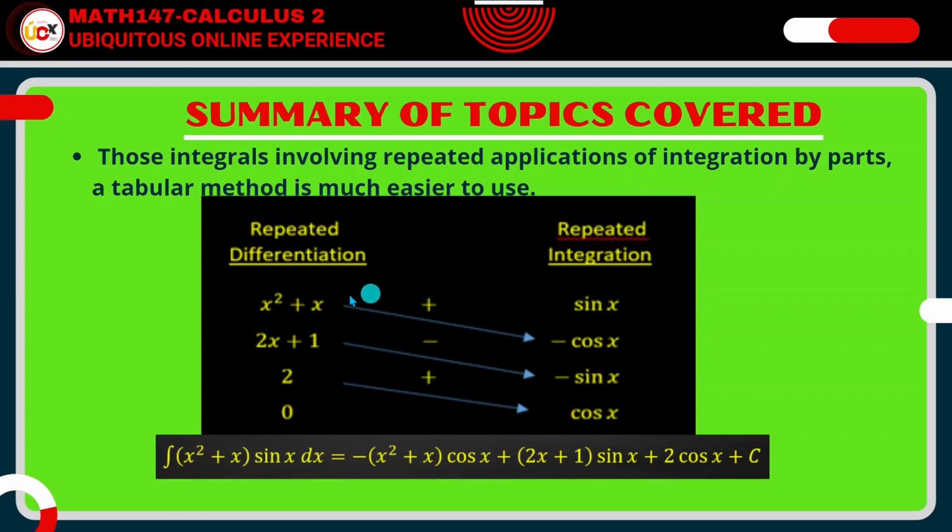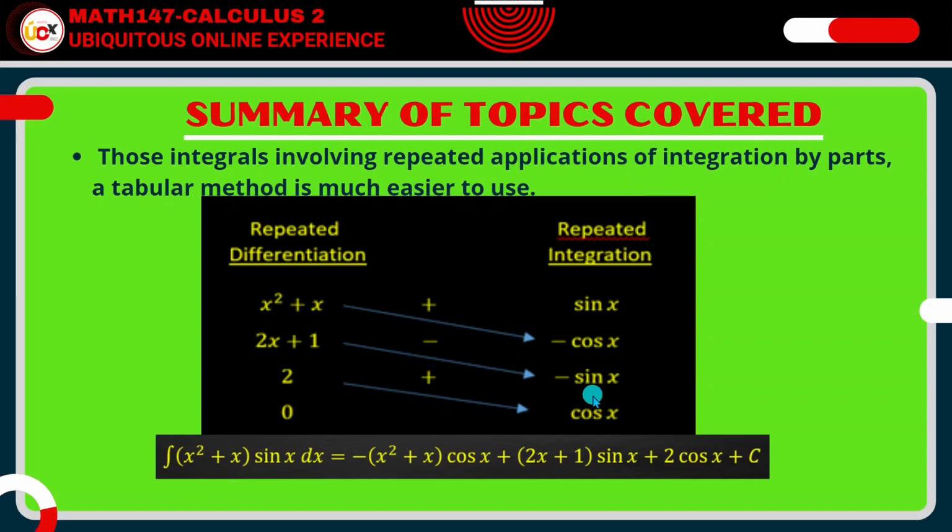And then we will differentiate the function a number of times until the derivative of u becomes 0. The first derivative of u, which is x squared plus x, is 2x plus 1. The second derivative is 2, and the third derivative is 0. Because u is differentiated thrice, dv should be integrated 3 times. The first integral of sine x is negative cosine x. The second integral is negative sine x. And the third integral is negative of negative cosine x, which is positive cosine x.